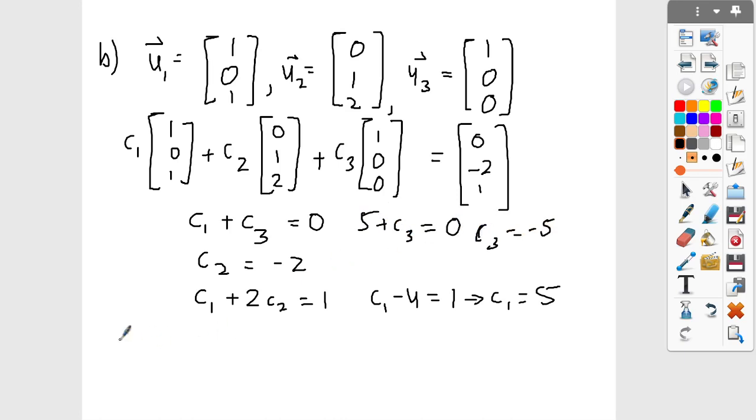So that means 5u1 minus 2u2 minus 5u3 is equal to <0, -2, 1>, so W. That's it. That's the first lesson.